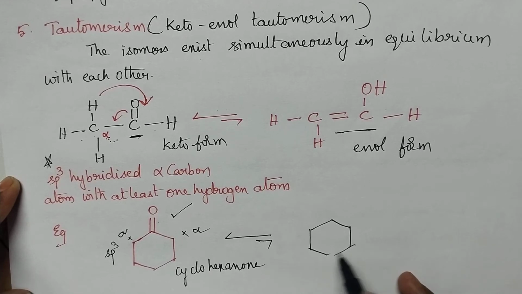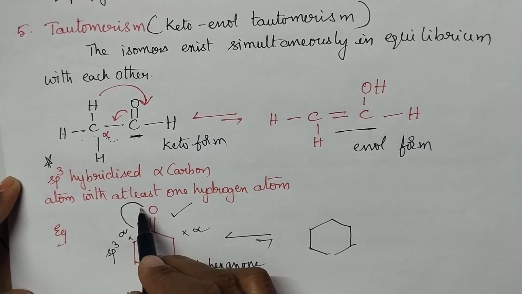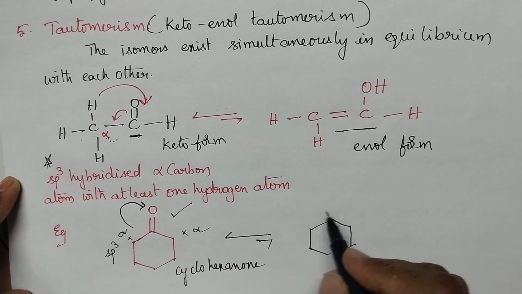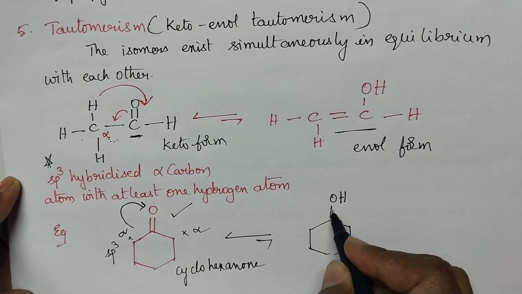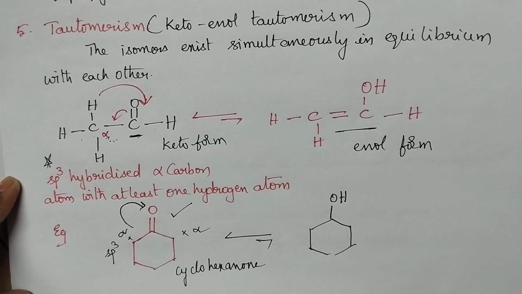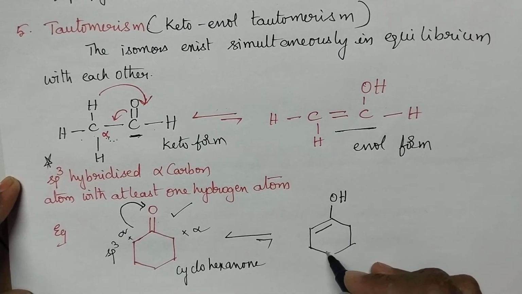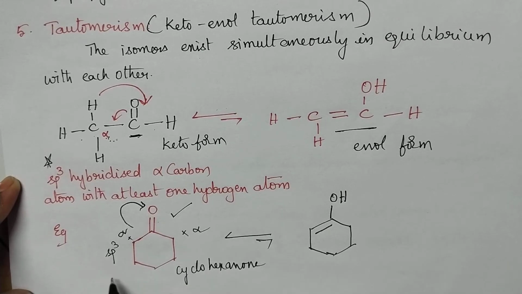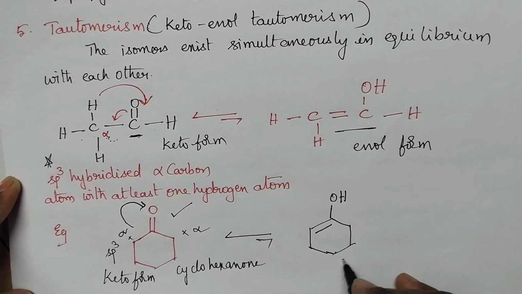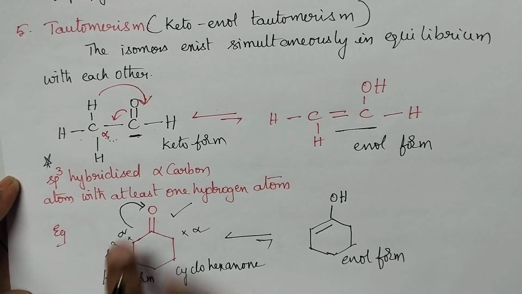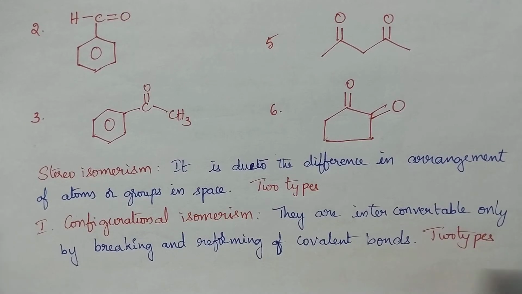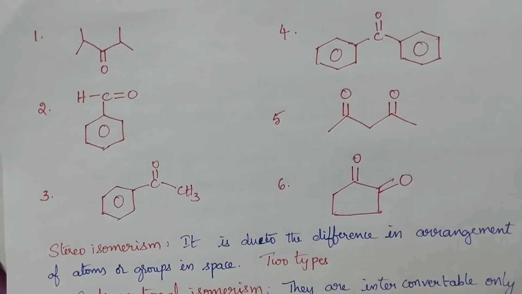How to write the enol form? You just migrate the alpha hydrogen to the adjacent group, that is COH. With the result, what happens? In the adjacent position the double bond will be formed. So it is the keto form, and the corresponding one is called as enol form. Is it clear, students? Let us see a few more examples whether they exhibit keto-enol tautomerism or not.